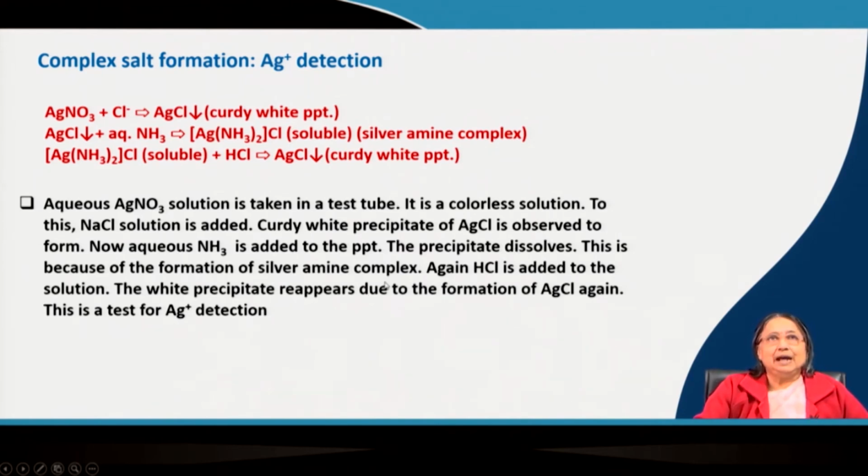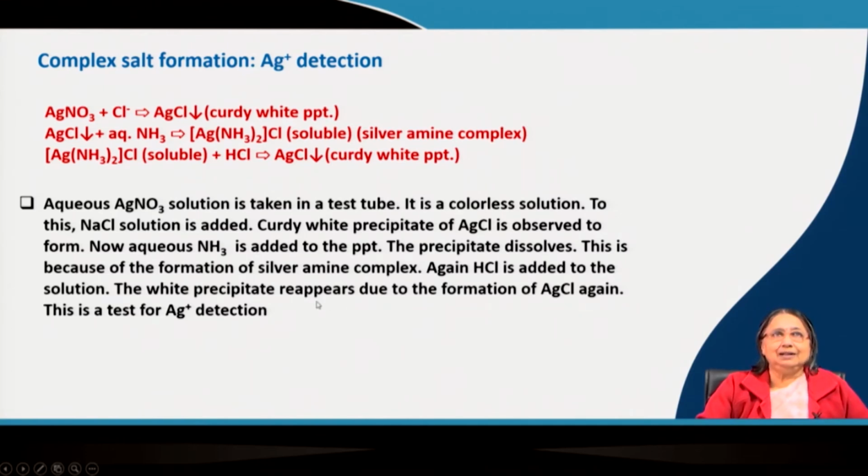Now, what will happen if you again add HCl to the silver amine complex solution? The white precipitate reappears due to the formation of silver chloride again. This I have already explained, but you can do the experiment in the laboratory, because all the chemicals that are used here are available in the laboratory.